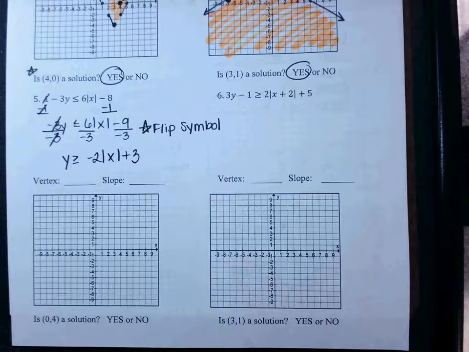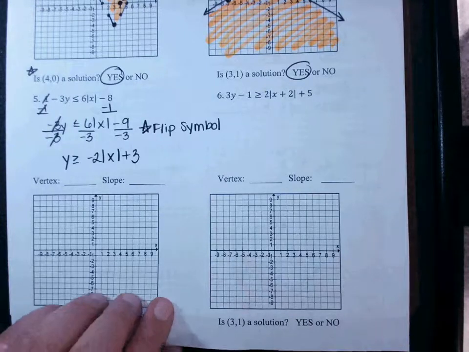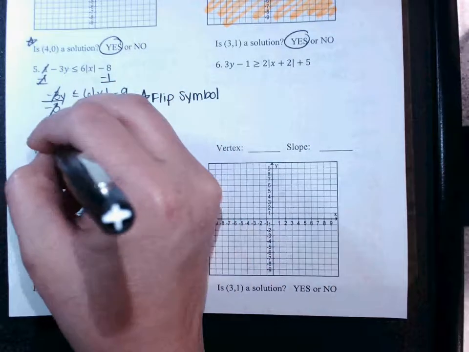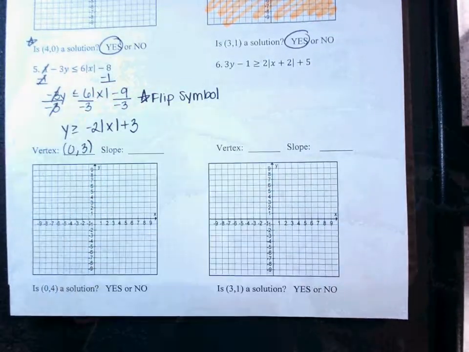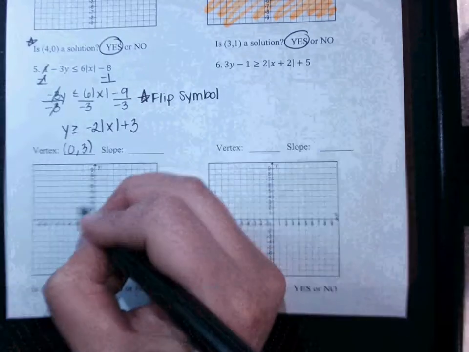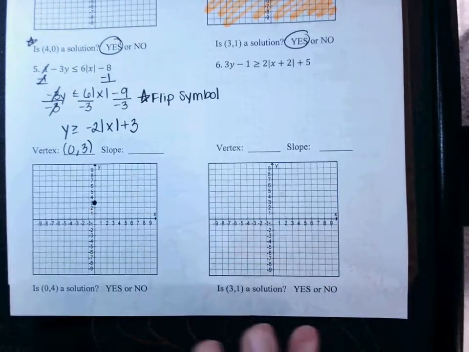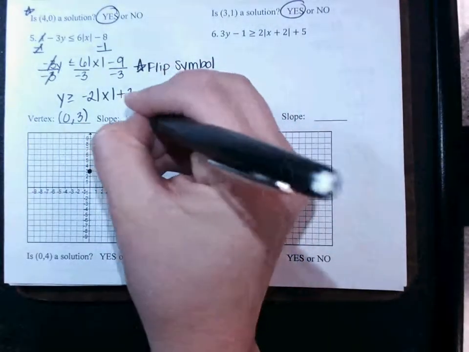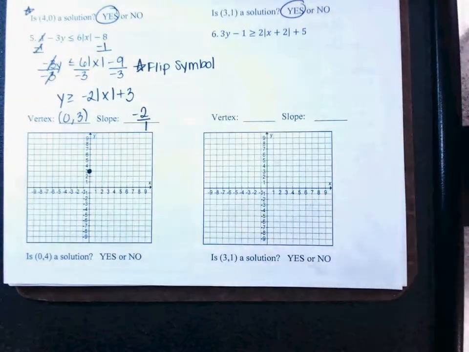From there, I would graph my vertex first. If x is alone in the middle, what is the x coordinate? 0, 3. 0, 3 would be right here. And then from there, I would need to do my slope. My slope is a -2. Remember, that counts as over 1.